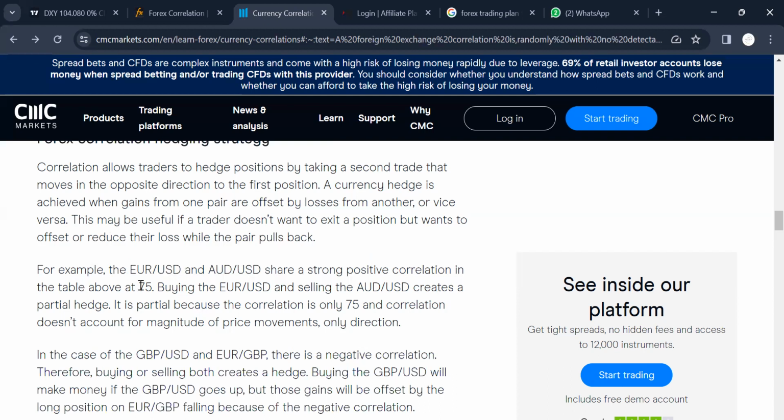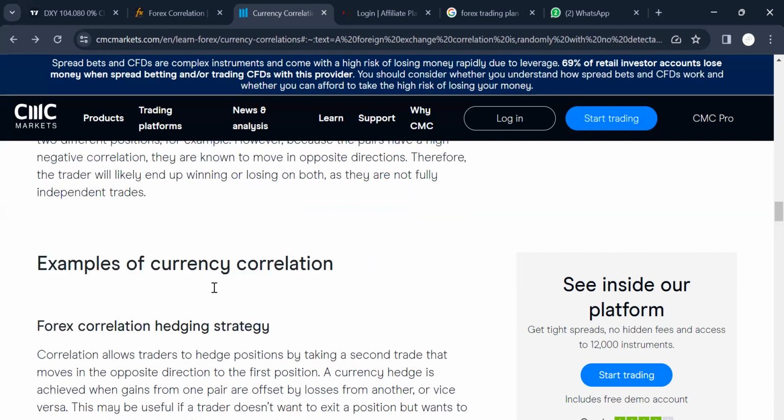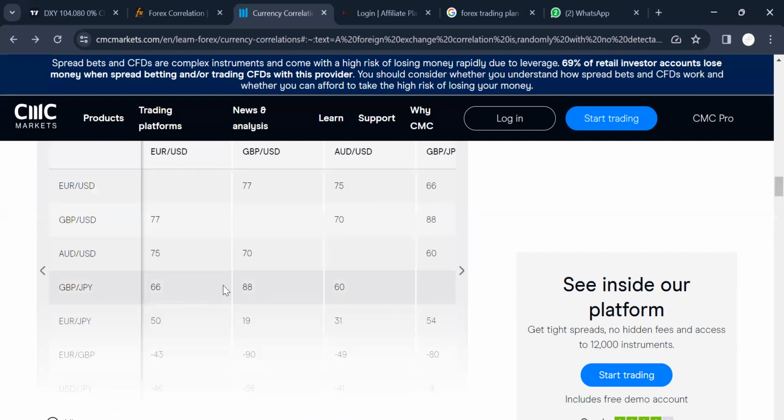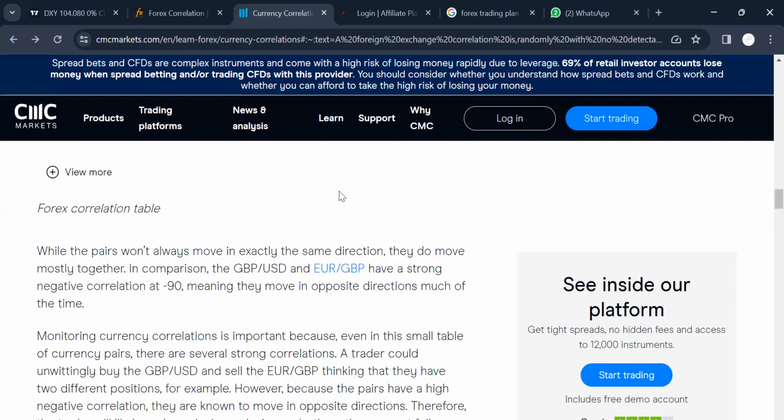Right? So now they are not even dealing with the EU and GU, but they are dealing with another pair, which is also positively correlated because of their currency matching, the pegging. They share a strong positive correlation in the table above, at 75. Right? So let's see the Euro USD and AUD USD. Let's see. Euro USD and okay, that is a 75. I told you can trade them, so that's what they are talking about.